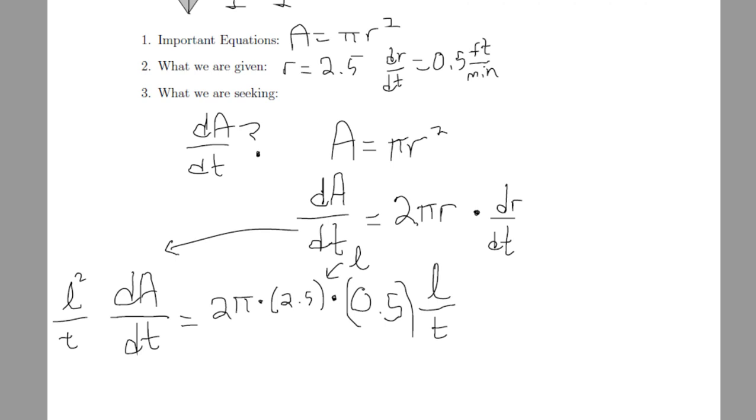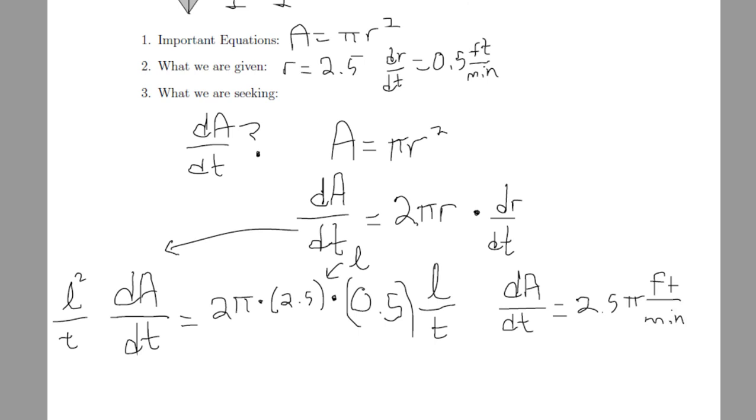So we'll just do some algebra and we'll pretty much get our answer straight away. This is a pretty straightforward version of the cone problem. So we have dA over dt equals 2 times 2.5, which is 5, and then times a half, so it'd just be 2.5 pi. And I can be more specific with my length. It's feet per minute.